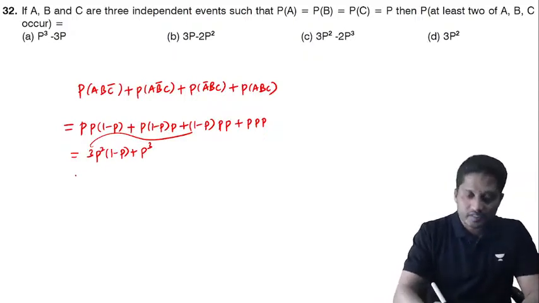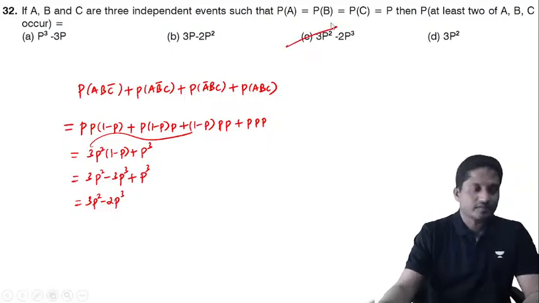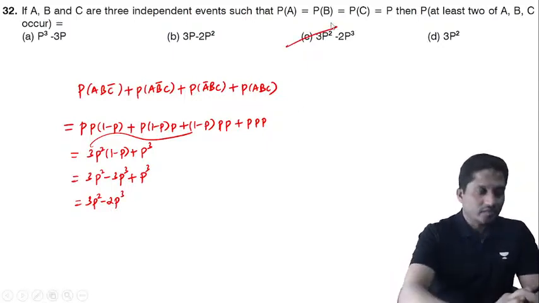Right, now if I simplify, this is equal to 3P square minus 3P cube plus P cube. This is equal to 3P square minus 2P cube. Answer is option C. Right, let's move to the next question.